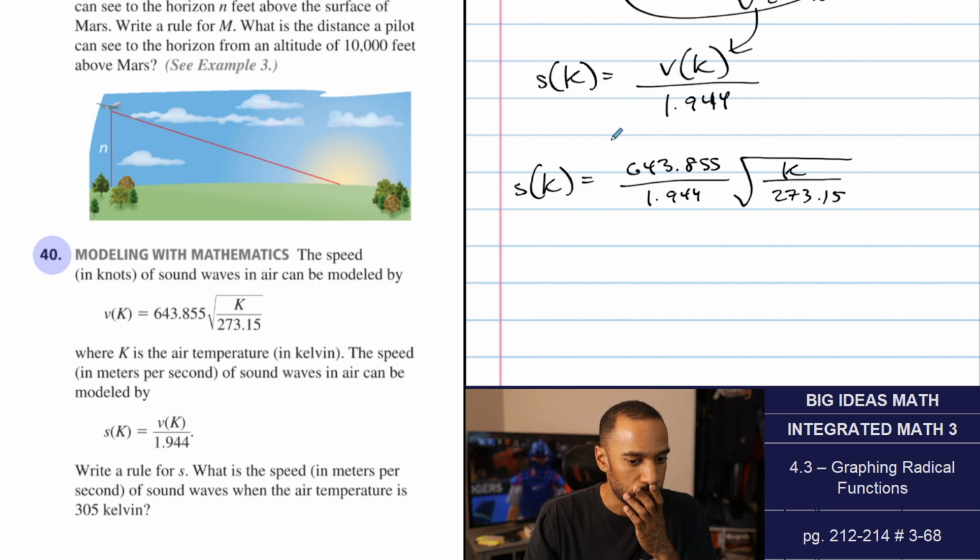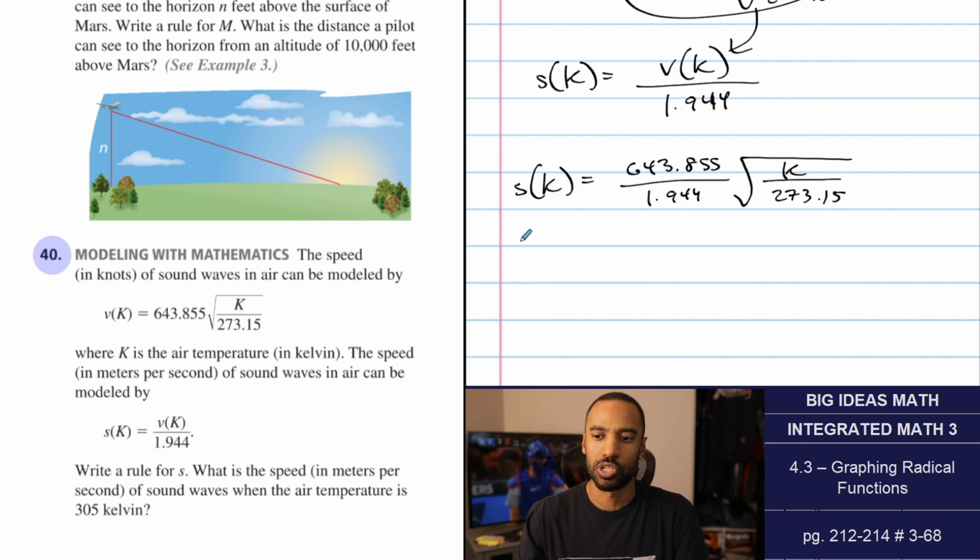So now we're going to do 305 Kelvin. So S of 305 equals, and I'm just going to plug 305 into there, right? So I'm going to the calculator. I started to do this division right here. This number divided by that number. Now we'll do that times the square root of 305 Kelvin divided by 273.15. And there's an answer that we're getting right there. 349.978, about 350. This is in meters per second. This is the speed of sound waves at this temperature.